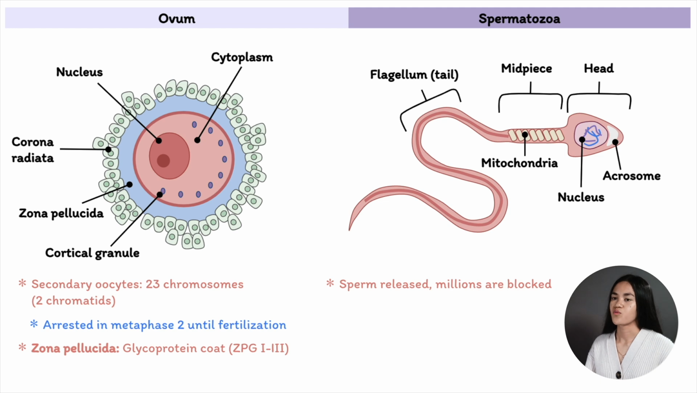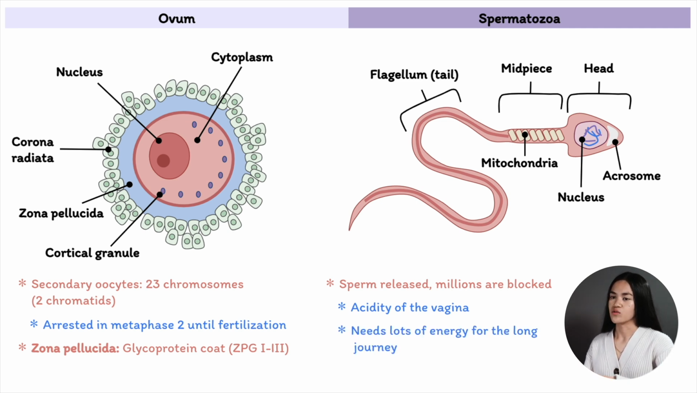And other reasons why millions of sperm don't make it is due to the acidity of the vagina. The vagina is acidic to protect the environment, and the journey is quite long, and so it needs a lot of energy, so millions of sperm don't make it. And so when sperm is released, it can enter the uterus within minutes of ejaculation. But sperm can survive within the cervical mucus for a day or two, and then they can be transported to the uterus. So only about 100 to 200 sperm actually make it to the fallopian tubes.